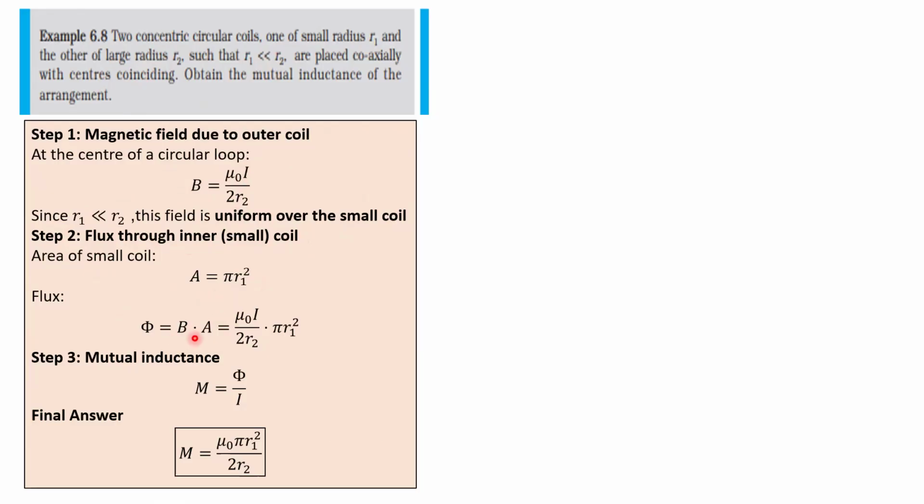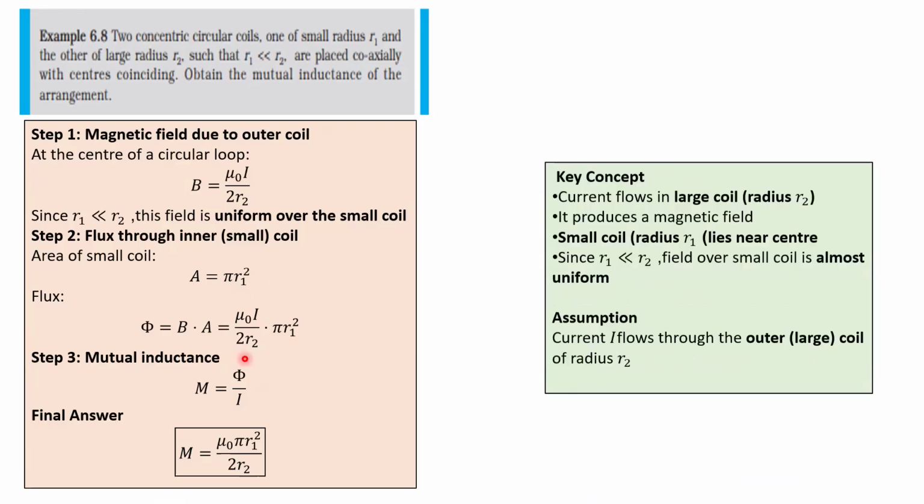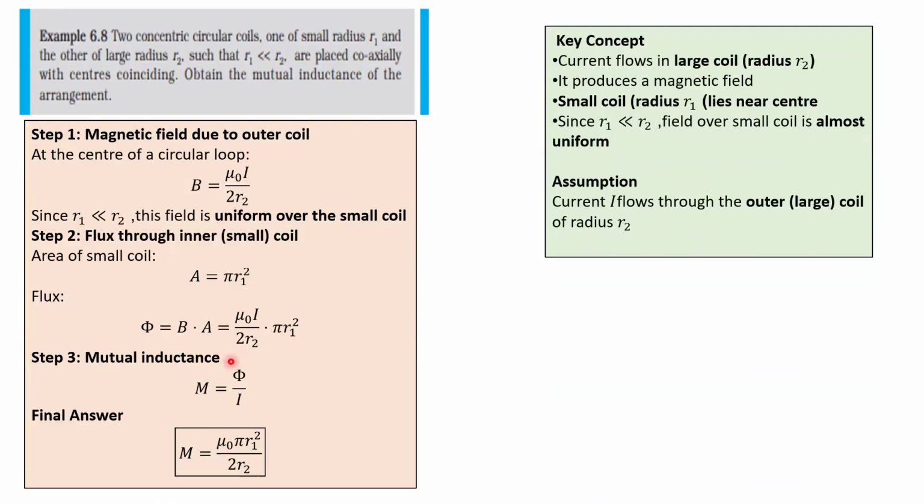Flux is equal to B dot A. B is mu 0 I by 2R2, and the area of the smaller coil is pi R1 square. So we got the flux. Mutual inductance M equals phi by I. Now we have to substitute.